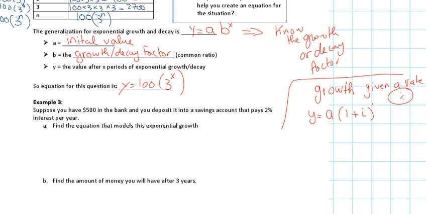So again, initial, I'll write it down. This is your initial value, plus, because it's a growth, and then i represents your rate, which is your percentage, but in decimal, and then x is your exponent.